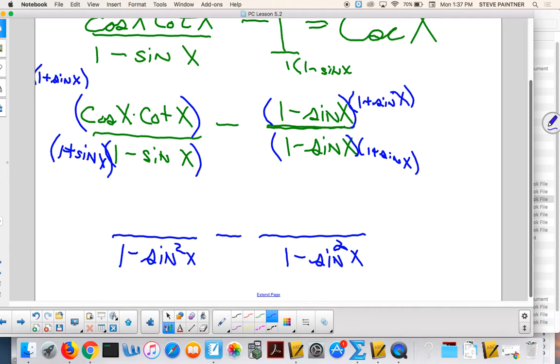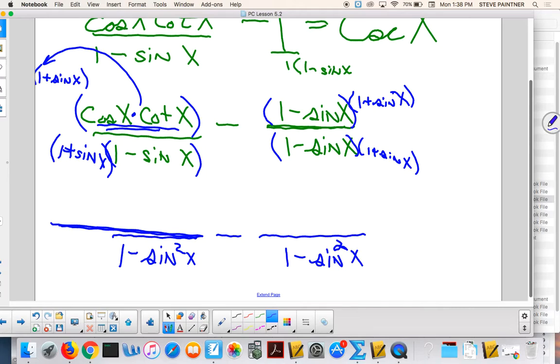Okay, be careful on the top now. It says take 1 plus sine and multiply it by this. Now, is this a binomial or a monomial? Binomials have a plus or a minus in the middle. That's a monomial. It's just one term. Take this one term, distribute it through. What's cosine cotangent times 1? Wouldn't it be easier to multiply out the cosine and cotangent?